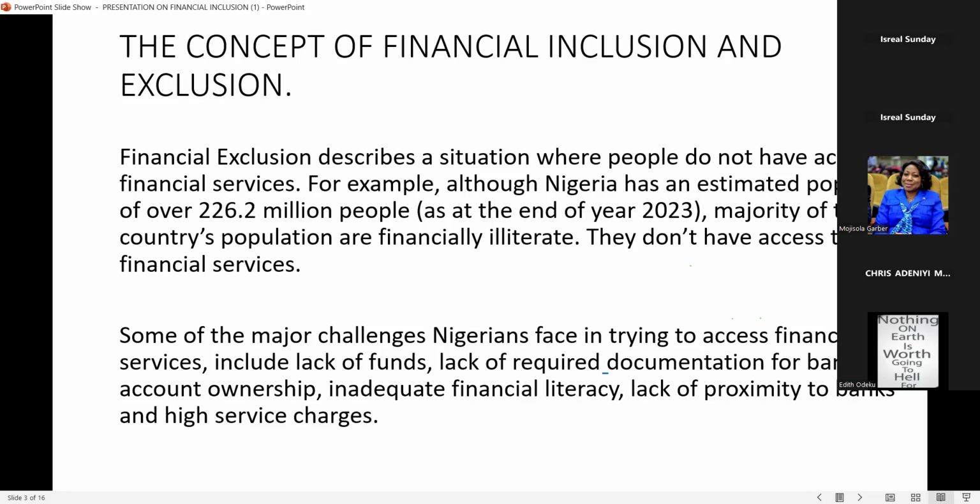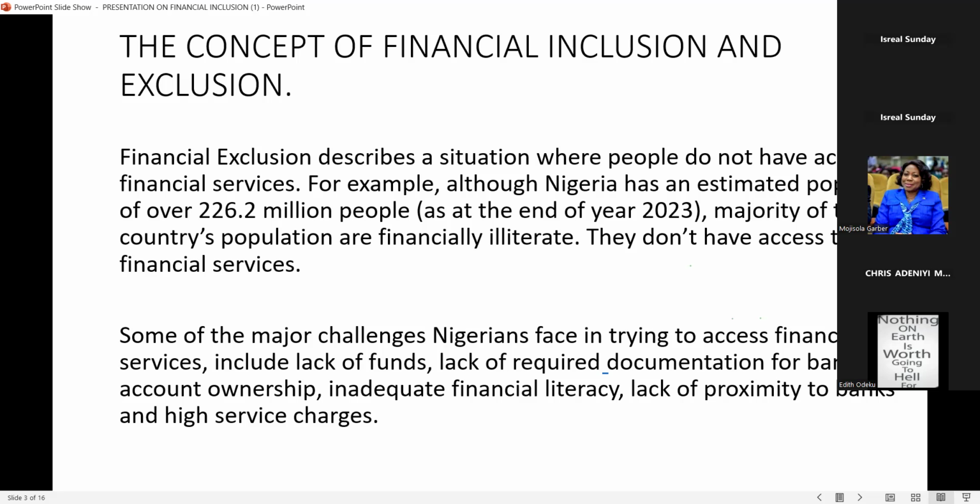So the complaint may be, I don't have funds, not knowing that being able to access bank accounts will also be a way of you being able to get maybe some overdraft and so on, which will even make more funds accruable to you. Some will say they lack required documentation for bank account opening. Some may say I don't have NIN. Some may say I don't have utility bill and things like that.